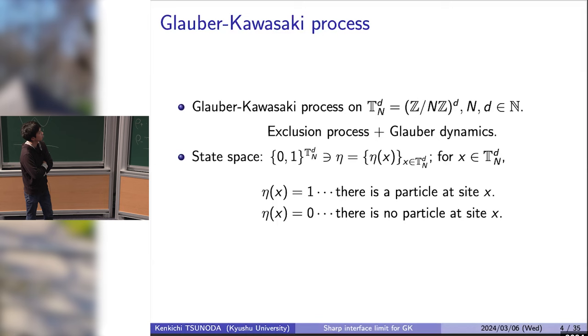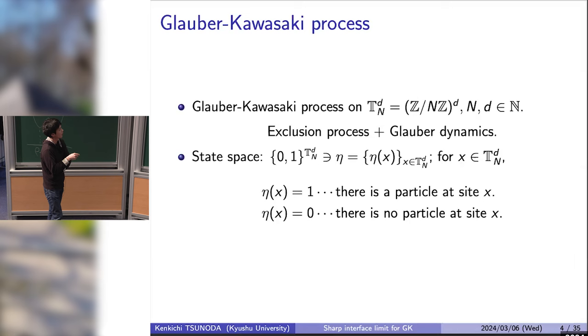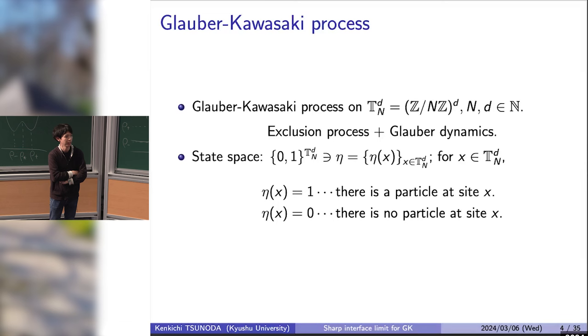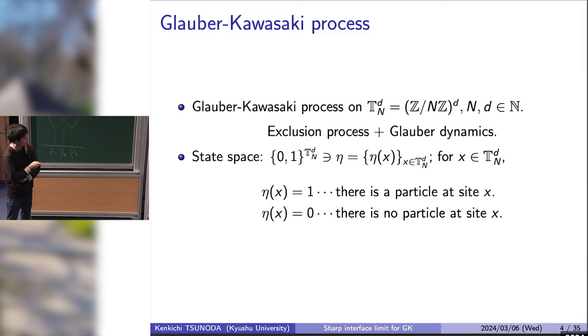And the state space is just this one. So if there is a particle at x, then we denote like this. And if not, we denote like this. And I think this notation appeared in the previous talk, and you are already familiar with this notation. The dynamics is given by the following.